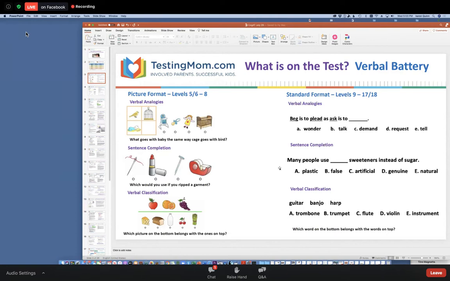For older students, it's more of a fill in the blank. Many people use blank sweeteners instead of sugar. And then how do you fill in that blank? And the answer is artificial sweeteners. But you have to have a good vocabulary to do those. And you also have to have good grammar because you have to know what fits as well. But that's the sentence completion part of the test.